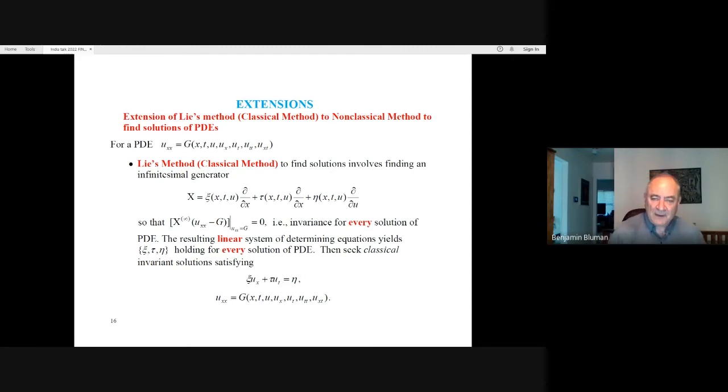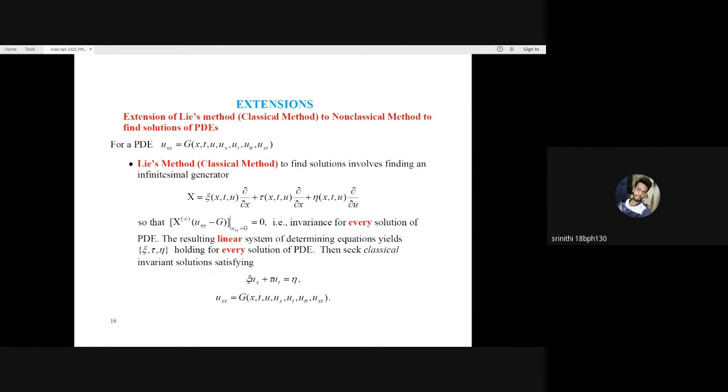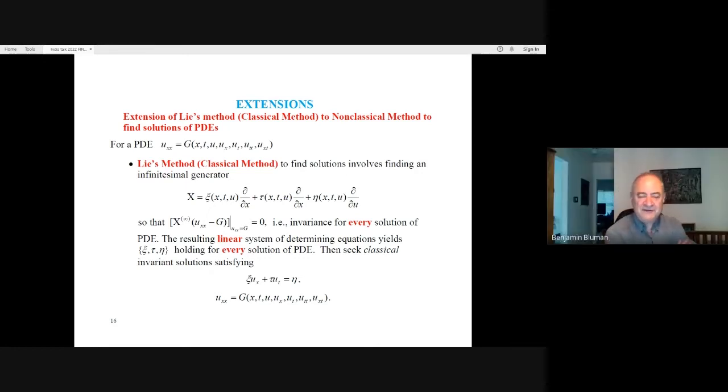Now, we're going to talk for the rest of this talk about extensions to these works going back to around the time of the First World War. First of all, we'll talk about the extension of Lie's method, which I'll call the classical method, to the non-classical method to find solutions of PDEs.